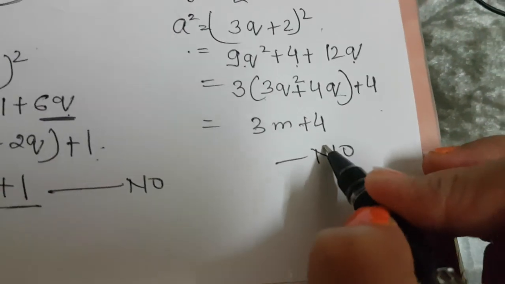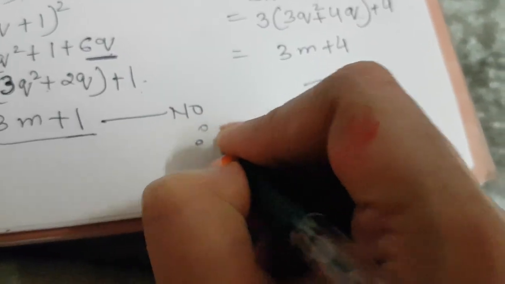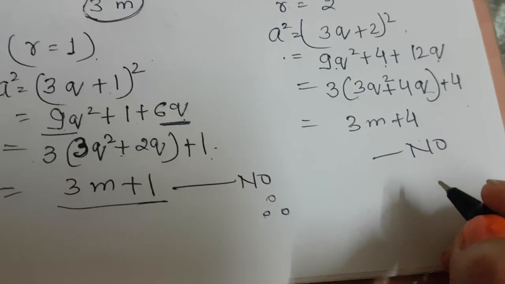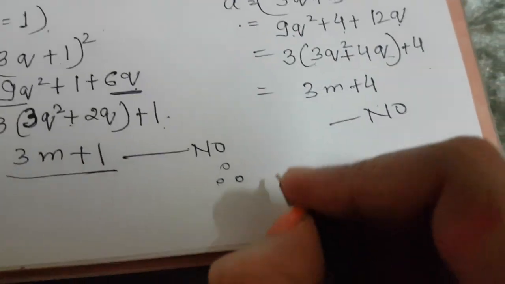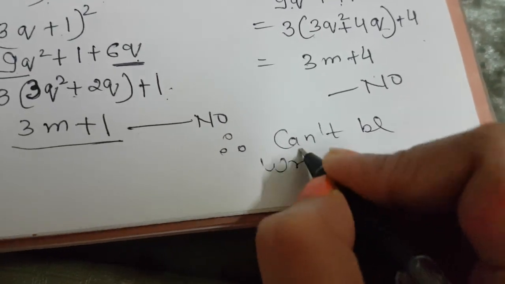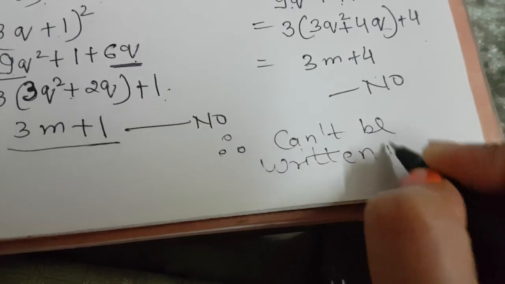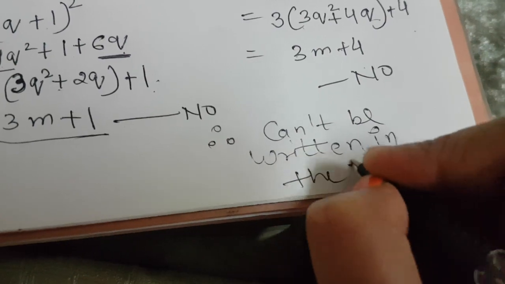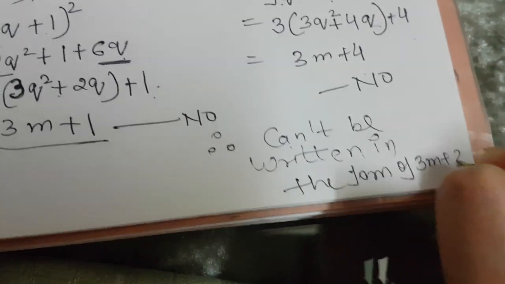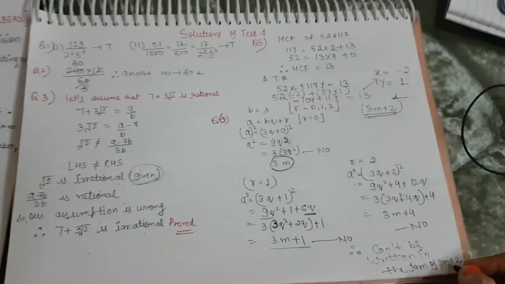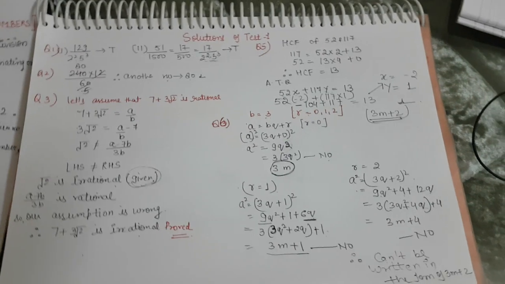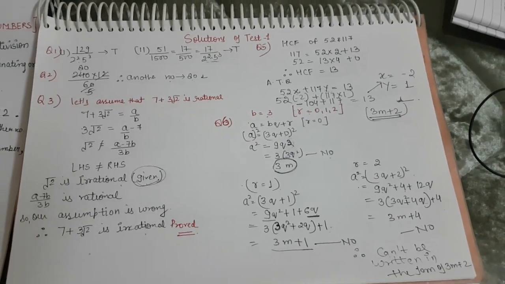So this also no. So you write, therefore the square of any positive integer cannot be written in the form of 3m plus 2. Okay. Fine. So these are the solutions of test. If you want, you can pause your video here and take a snapshot.